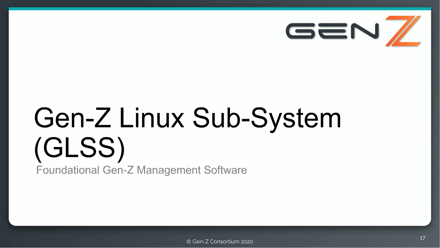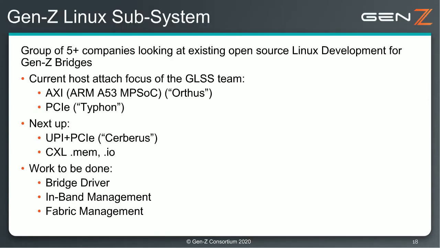This is Jim Hull from HPE, senior software engineer, working on the Linux Gen Z subsystem, which we have a group of people involved in this work. Five or so companies are sharing our efforts to develop this open source Linux. Current focus is for hosts with the Orthos card that Eric was talking about, but it's actually more general than that. It can also support the PCIe attached version of the bridge that IntelliProp has, as well as a UPI plus PCIe version. And further in the future, you can imagine bridging from other protocols like CXL using the .mem and .io. The work that we're working on now includes bridge driver, in-band management, and fabric management.